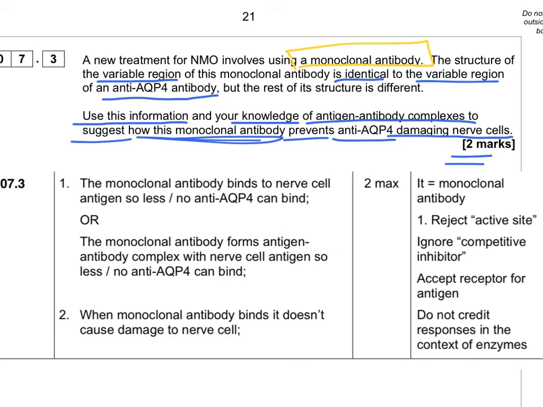The monoclonal antibody is binding to the nerve cell, so less anti-AQP4 can bind, but it's not necessarily a competitive inhibitor in the correct sense of the word related to enzyme substrate complexes. It's slightly different, but it is competing for the antigen to bind with the nerve cell antigen. So when it binds, it doesn't cause damage to the nerve cell, so that is why that second part's important, because that's how it prevents the anti-AQP4 damaging the nerve cell.